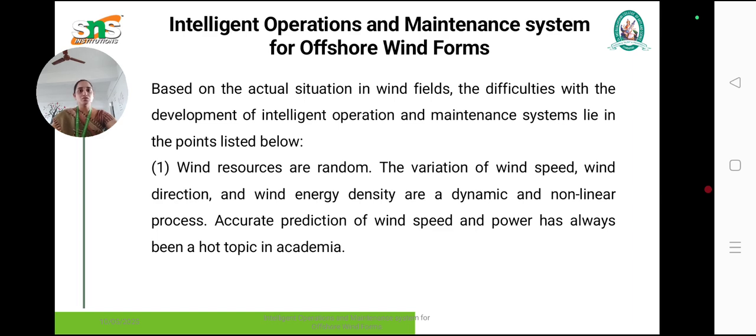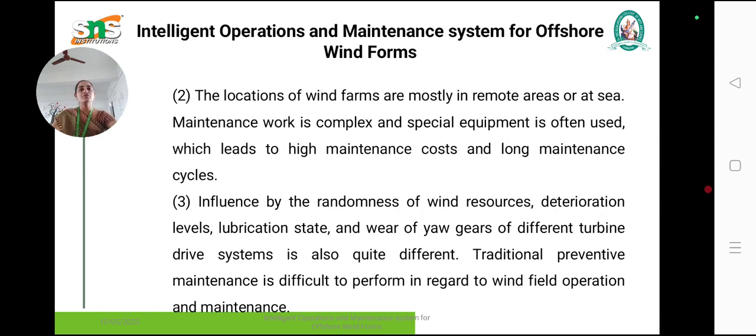The first one is that wind resources are random, which means the variation of wind speed, wind direction and wind energy. The energy density is a dynamic and non-linear process. Accurate prediction of wind speed and power has always been a hot topic in academia. The second point is that wind farms are mostly located in remote areas, and the maintenance work is complex, and special equipment is often used. The third is that, influenced by the randomness of wind resources, the states of different turbines' drive systems are also quite different. So traditional preventive maintenance is difficult to perform for wind field operation and maintenance.